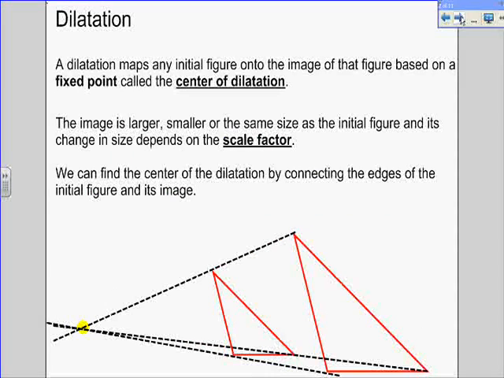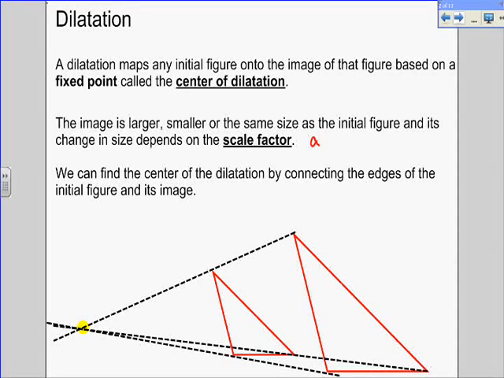So we'll start with dilatation. A dilatation maps our initial figure, whatever image you're starting with, onto the image of that figure based on a fixed point. And we call that the center. The image can be larger or smaller. It can actually be the same size as the initial figure. And the change in size depends on the scale factor. Our scale factor is a lowercase a. And we can find the center of the dilatation by connecting the edges of the initial figure and its image.